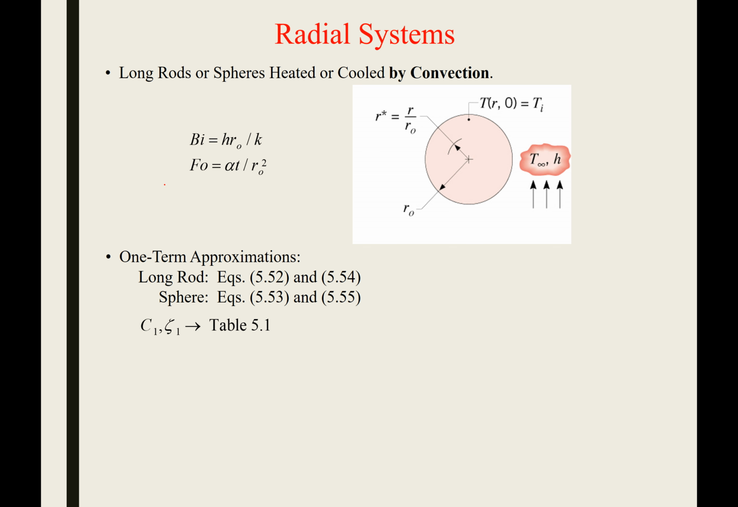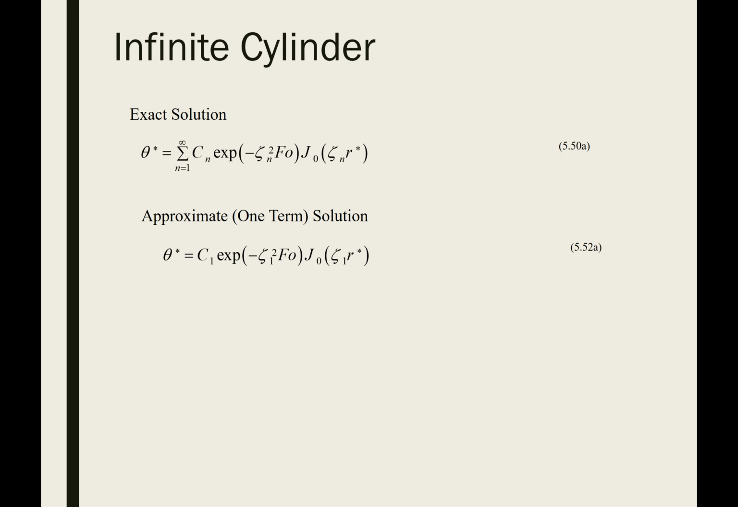We can talk about that later. Our Fourier number is a little bit different, but we're still basically solving that same form of the equation, except now we care about the term that has dT/dr in it instead of dT/dx. So you can get these one-term approximations again. You can look those up in the book. They are equations 5.52 and 5.54 for the long rod or cylindrical system, and for a sphere, they are 5.53 and 5.55. You can look up these constants in some different tables. Again, I hope you're just grasping the idea of this whole thing. For an infinitely long cylinder, this is what our solution looks like.